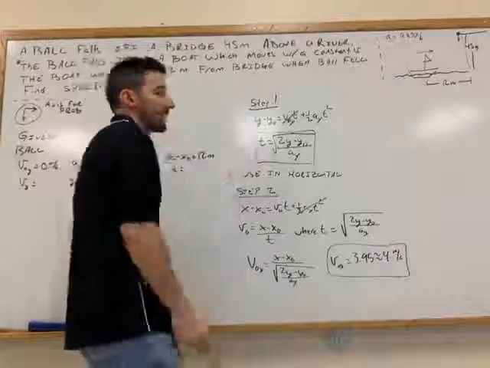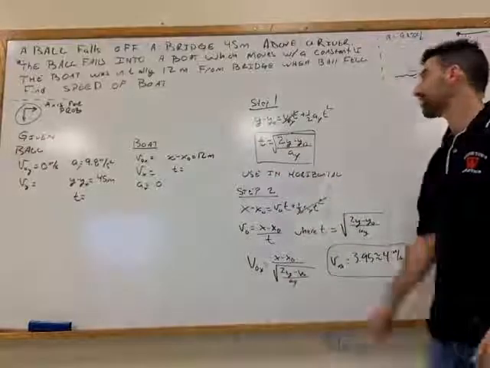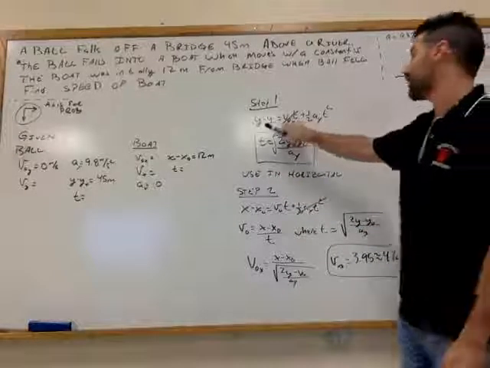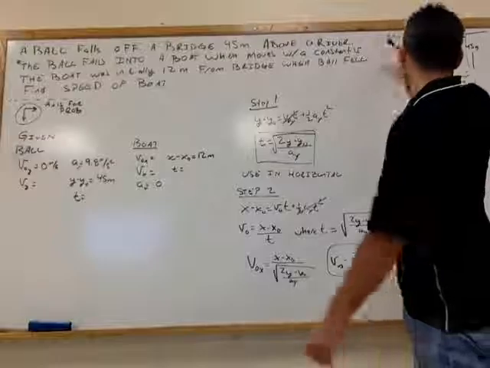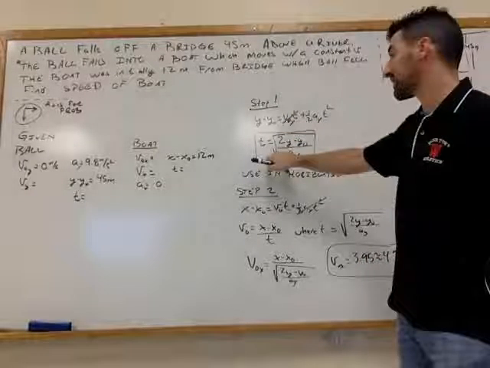I'm using my kinematic equation: y minus y naught equals v naught t plus 1 half a t squared. We know my initial velocity starts out at rest when the ball falls, so it goes away. Rearrange the equation, solve for time.